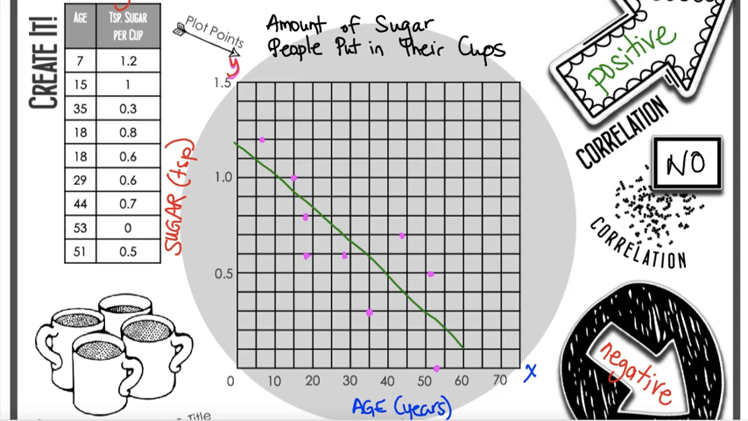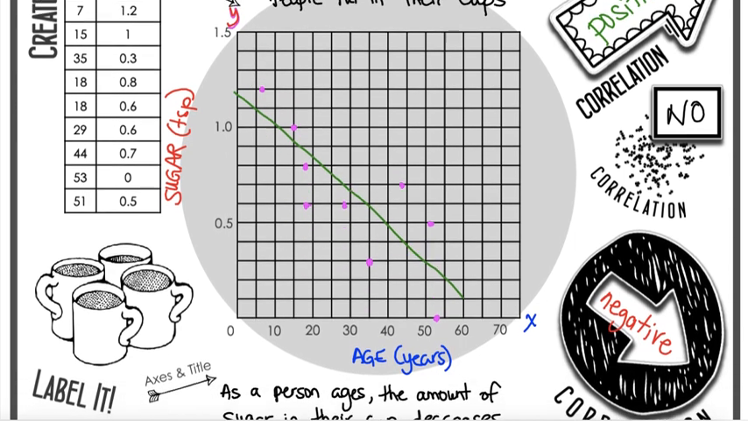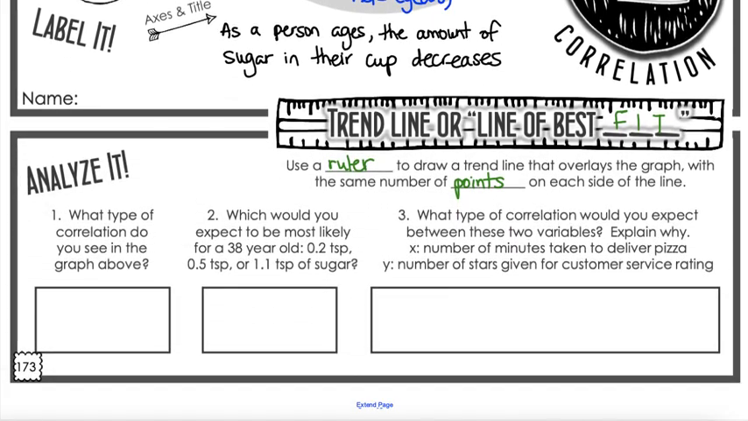So let's analyze some examples. What type of correlation do we see in the graph above? Well, we could see that we have a negative correlation. That was clear from our line of best fit. We can use that line of best fit to determine what a potential point might be that maybe we don't have in our table of values, but we can estimate based on our line of best fit.